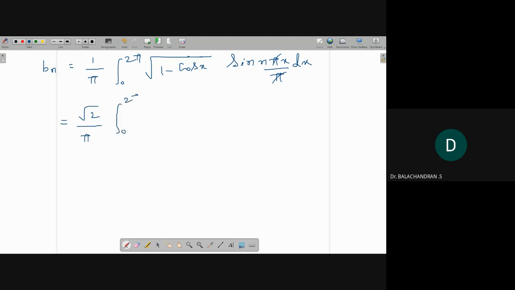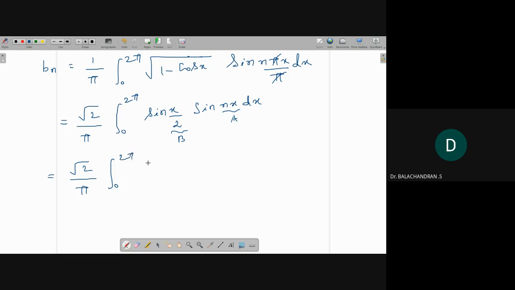Integration from 0 to 2 pi into sine x by 2, into sine nx into dx. So here take this is A, this is B. So 2 sine A sine B is cos of A minus B minus cos of A plus B. So root 2 divided by pi, 0 to 2 pi.